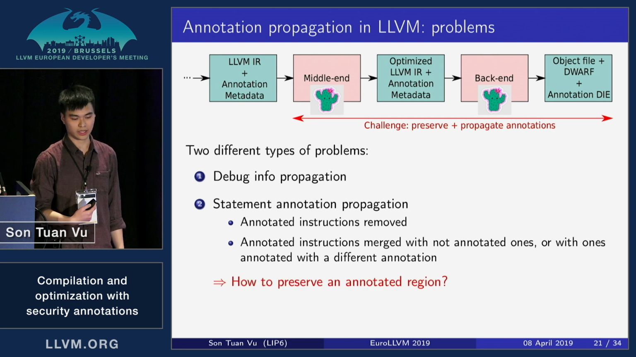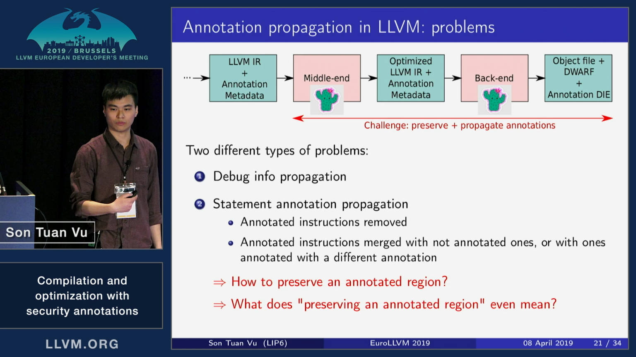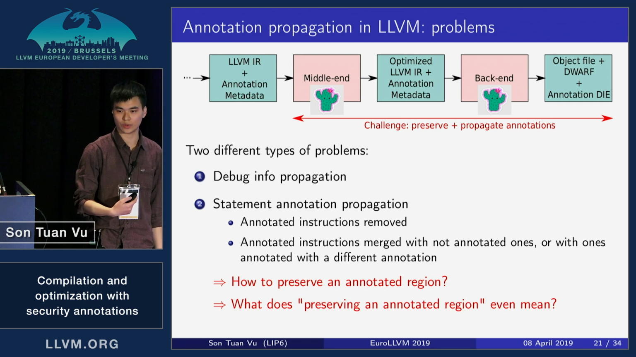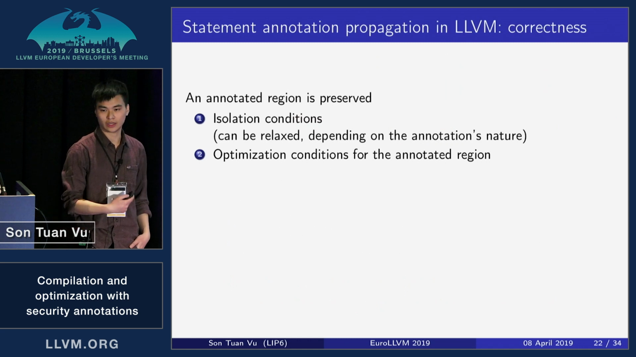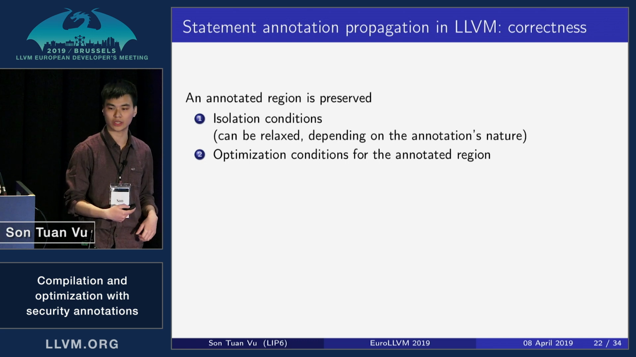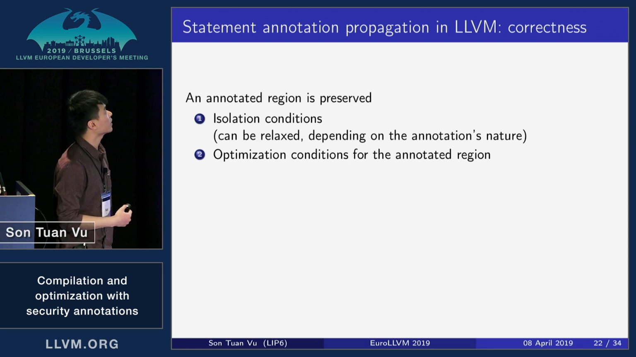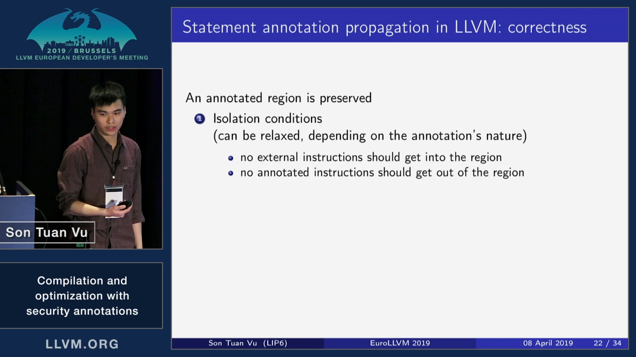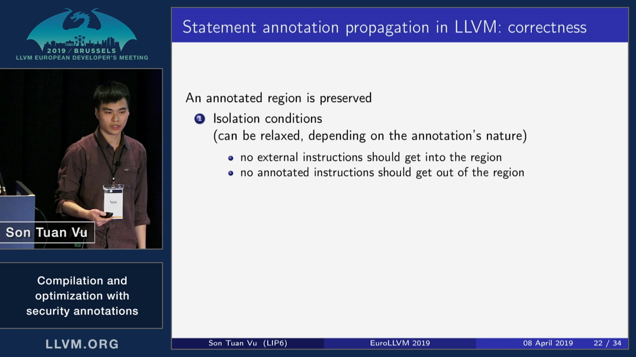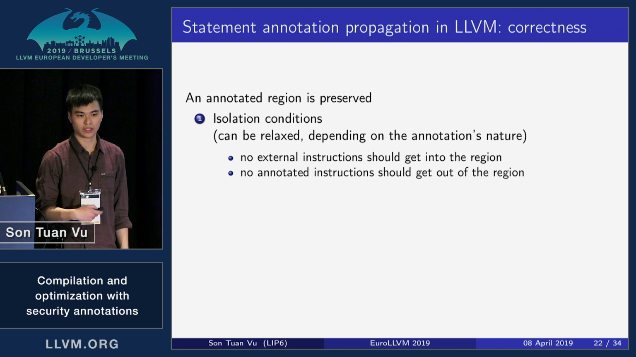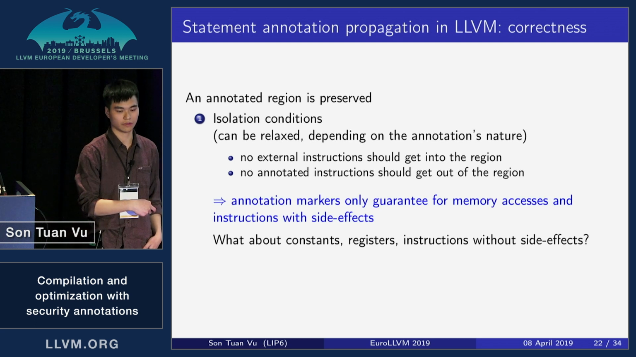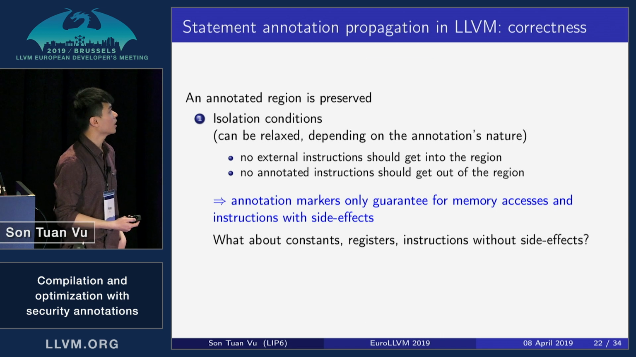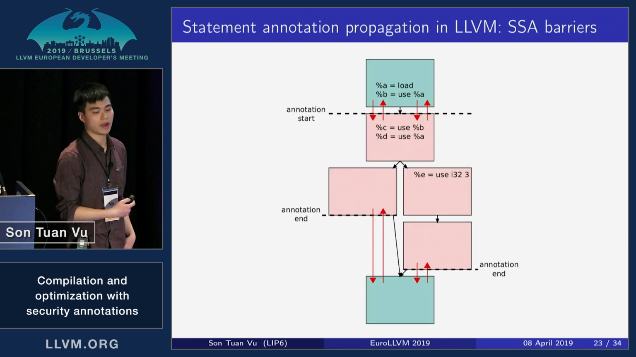So how do we preserve an annotated region? We first have to figure out what preserving an annotated region even means. We say that an annotated region is correctly preserved when two conditions hold: the isolation condition and the optimization condition. The isolation condition basically means that no instructions should be moved across the annotation markers. However, the annotation markers only guarantee this condition for load and store instructions and instructions with side effects. What about the others? So we came up with the concept of SSA barriers.